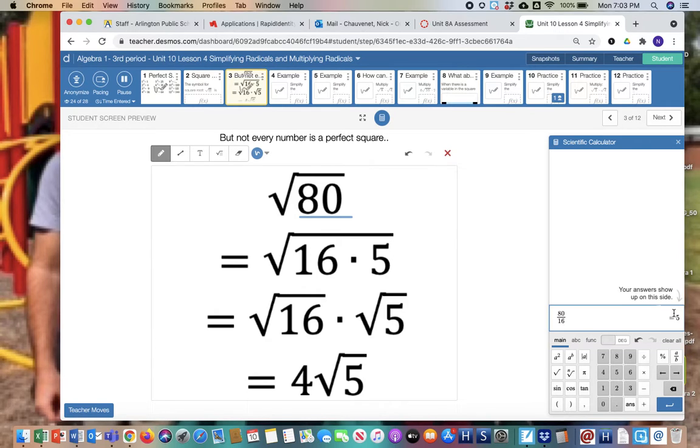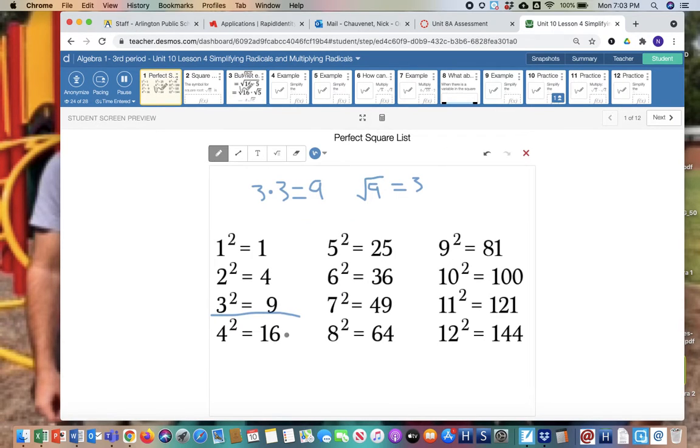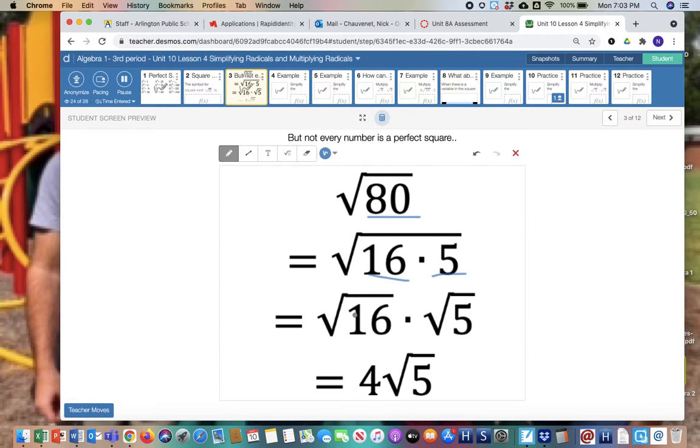So now what I'm going to do is write the 16 and the 5 down. Again, one of these has to be a perfect square. What's the square root of 16? Well, what number times itself is 16? It's 4. So the square root of 16 is 4, and the 5 stays on the inside.